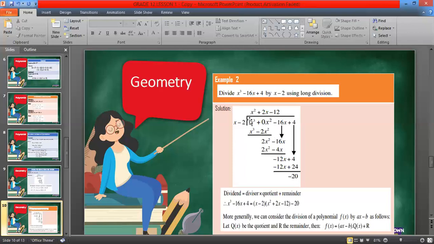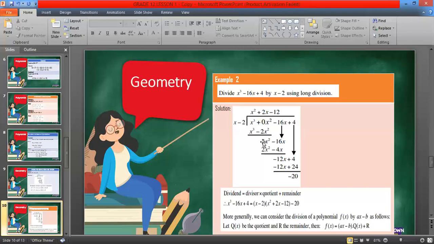You subtract x cubed minus x cubed, 0, right? Then 0x squared minus minus 2x squared will be positive 2x squared, because negative times negative is positive, right? Then you pull down your next term, which is negative 16x. Then you start all over again.